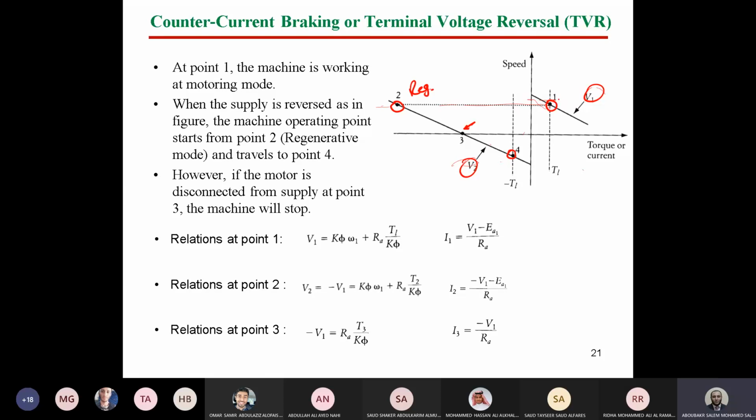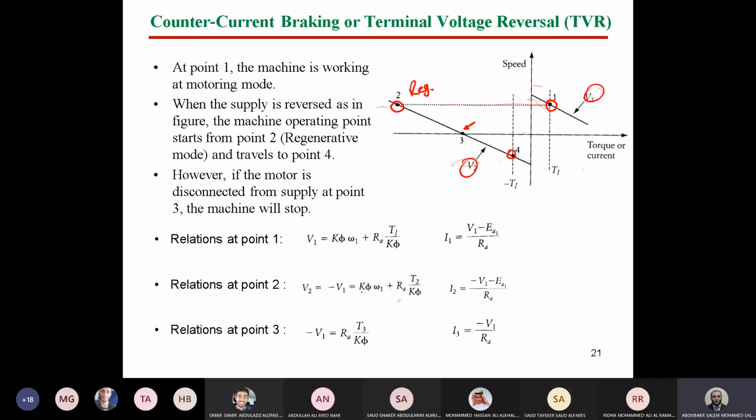All of the relations used as a motor. At point number 2, the electrical torque is negative, and the speed will be positive. So at point number 2, the relations we can use: firstly, V2, which is the same value of the supply voltage but in negative sign, so equals minus V1, which equals E plus IaRa.